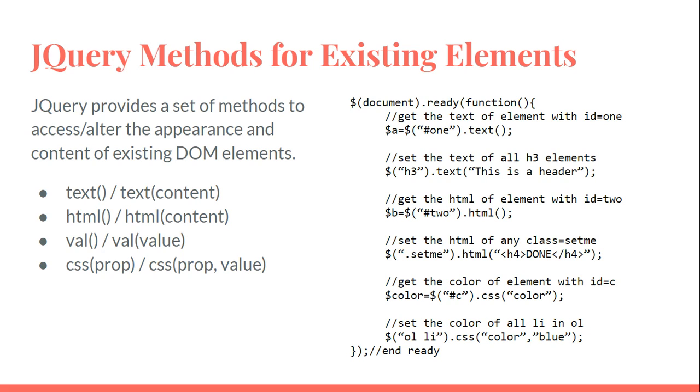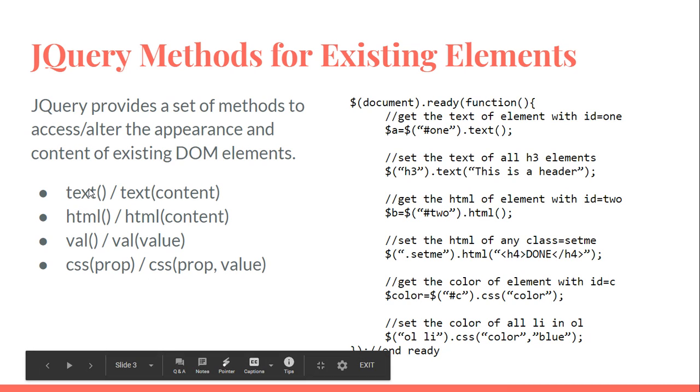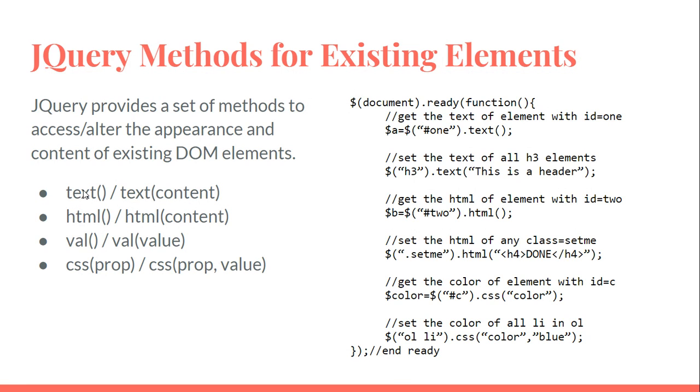So some review of some basic jQuery methods for elements that exist on the page. We have the text method, the HTML method, the val method, and CSS. Text will access or replace the text inside of an HTML element. HTML allows us to access or replace any HTML inside of an element. Val allows us to access or replace the value of an input, and then CSS allows us to access the value of a property or set the value of a property.